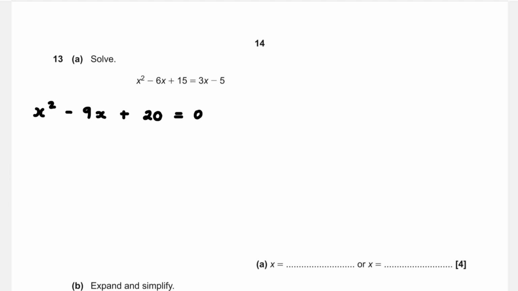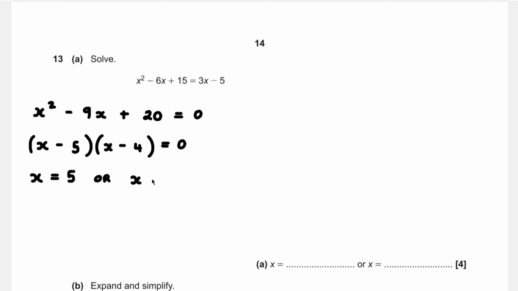I can factorise this as a product of two brackets. I have x subtract 5 multiplied by x subtract 4, and this is equal to 0. So if x subtract 5 is equal to 0, that means x equals 5. Or if I have x subtract 4 equals 0, that means x equals 4.